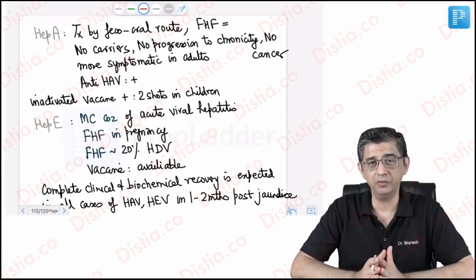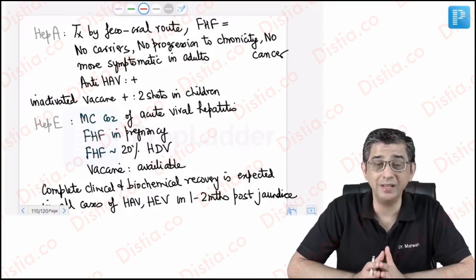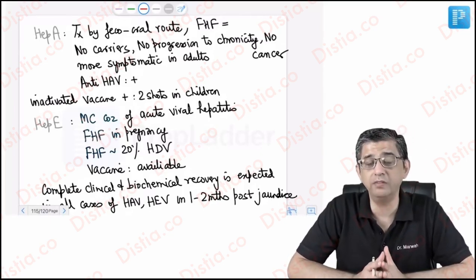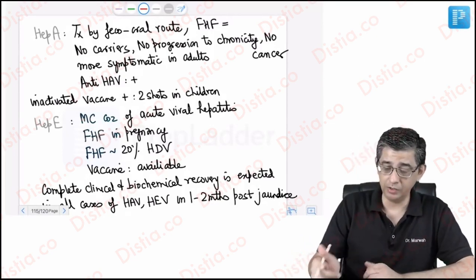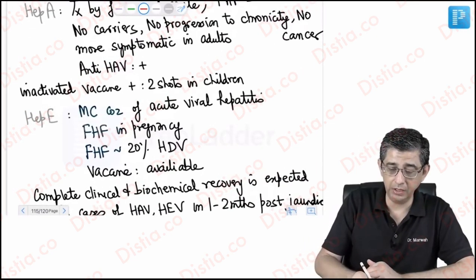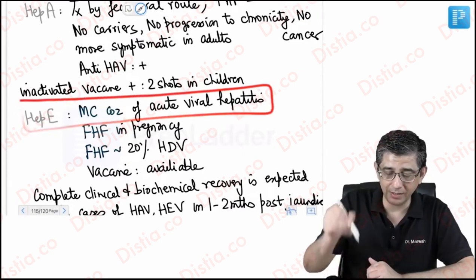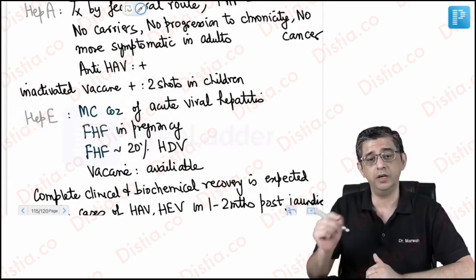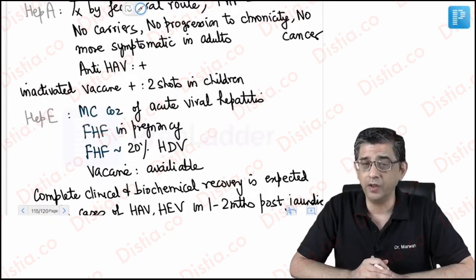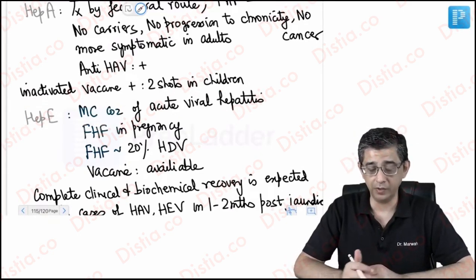But I want to make it clear that if the question simply says what is the leading cause of development of acute viral hepatitis, then the answer should be given as hepatitis E. And I'm not saying it just from a PSM perspective. Even Harrison states that acute viral hepatitis is hepatitis E. Then here is again some data which you can revise for hepatitis E.